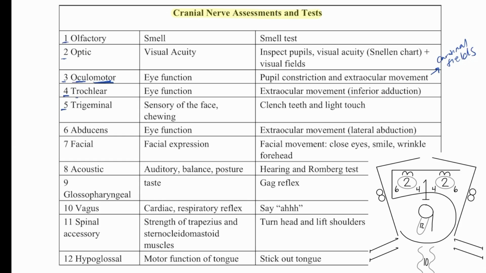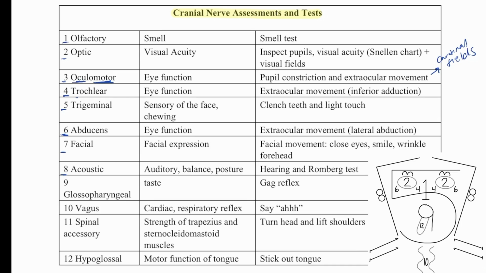Trigeminal, so this is sensory of the face and chewing. We can have them clench their teeth or test light touch. Abducens, this is the eye function. A lot of these are eye function, and again, doing those extraocular movements. Then we look at 7, which is the facial. So this is our facial expression. We'll look at facial movement, eye movement, smile, wrinkling forehead.